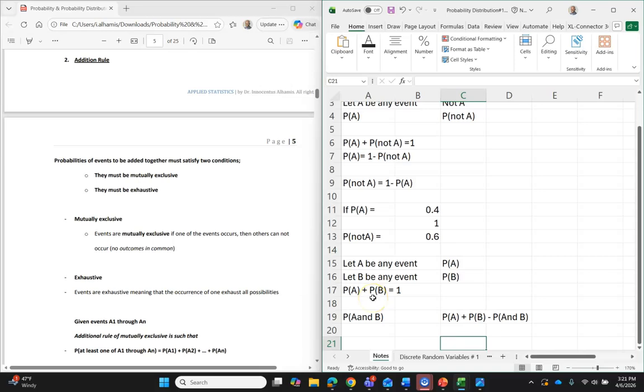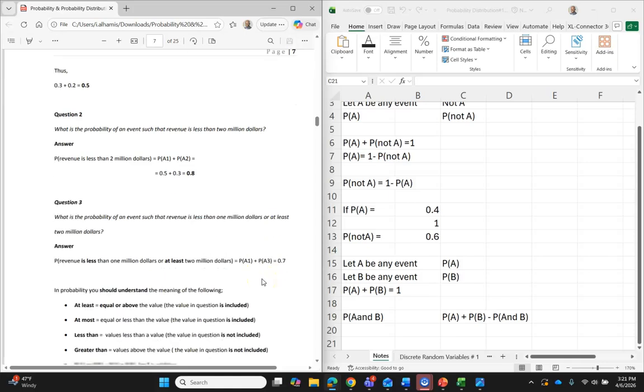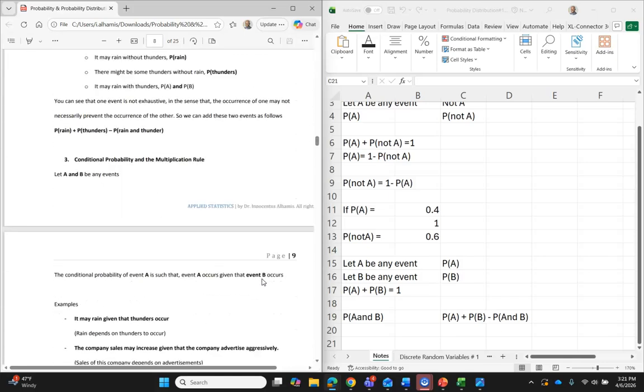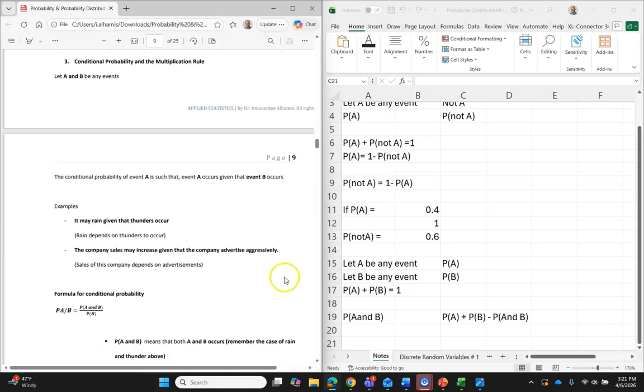We can add a number of probabilities as long as they are mutually exclusive and mutually exhaustive. So the last one, or the third one, is the conditional probability rule.